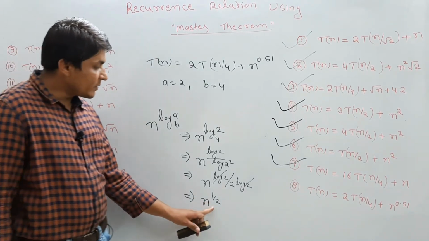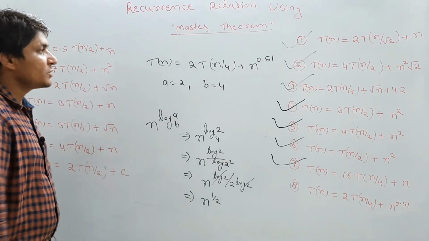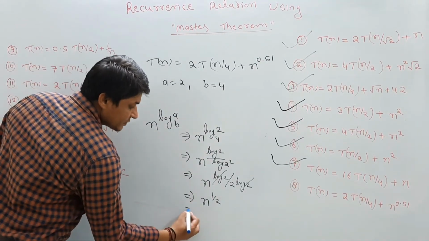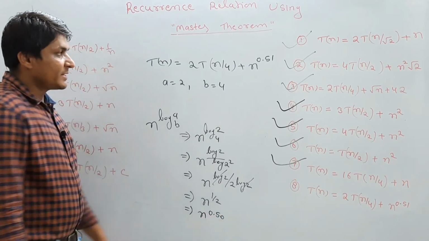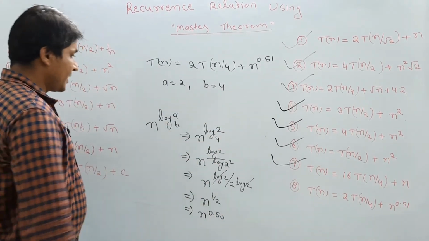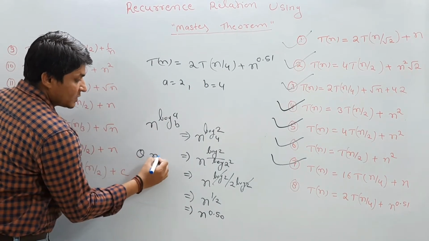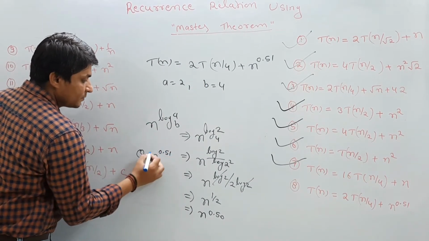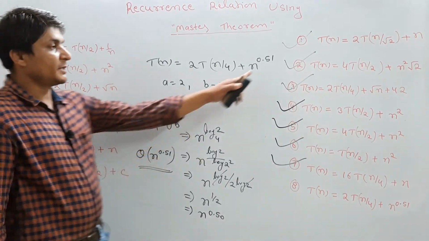Now this is n raised to power 1 by 2 and this is n raised to power 0.51. So if you simplify this, it is going to be 0.50. So which one is greater? This one is the greater. So the time complexity for this recurrence relation is theta of n raised to power 0.51. So this is the time complexity. Whichever is greater, that will be the time complexity.